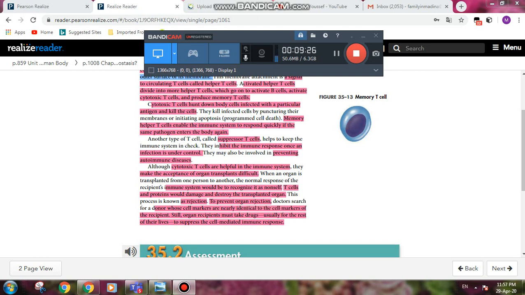So how can we avoid that? By selecting a donor that has cell markers that are nearly identical to the cell markers of the recipient, and also the recipient has to take drugs to suppress cell-mediated immunity for life.